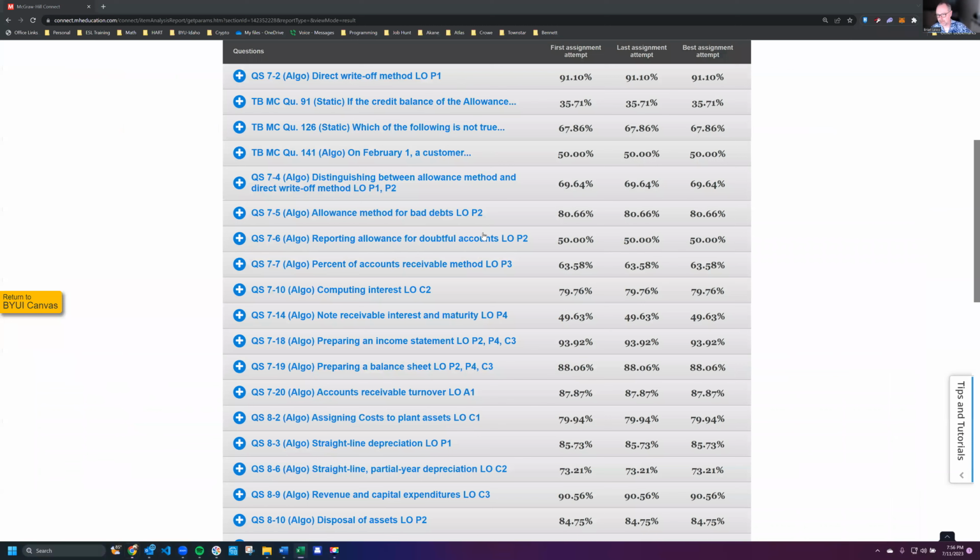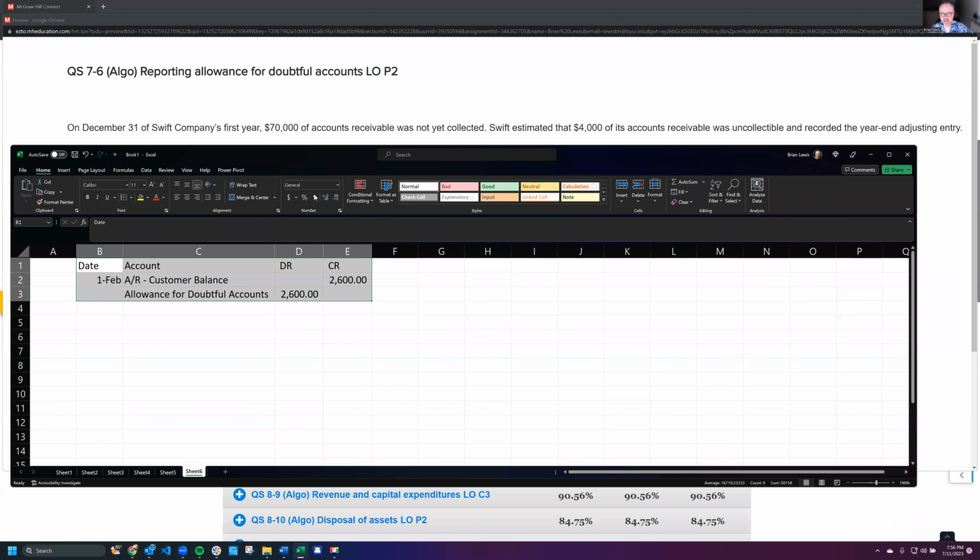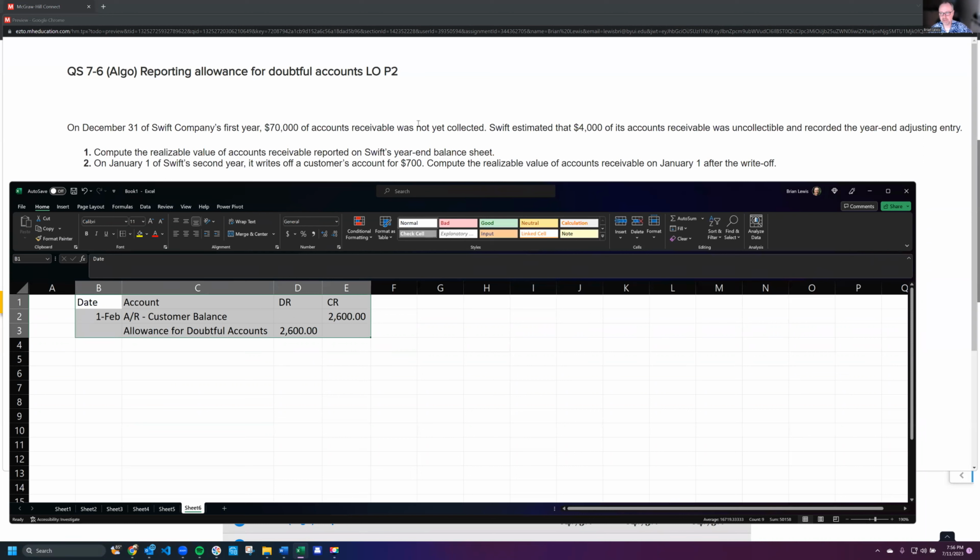All right, let's look at this. Reporting allowance for doubtful accounts. Let's pull up our little thingy-mabobber. December 30, 70,000 of accounts receivable is not collected. Swift estimated 4,000 of its accounts receivable is uncollectible and recorded the year-end adjusting entry. Compute the realizable value of accounts receivable reported on Swift's year-end balance sheet.